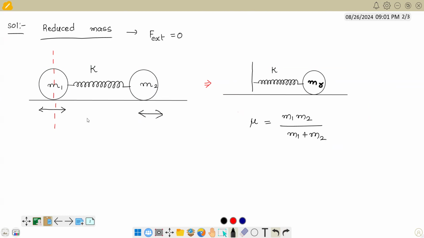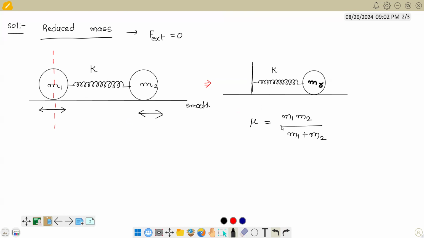So again, I will repeat: when you have two bodies moving simultaneously and there is no external force acting on them, we assume the surface is very smooth, and they are connected by a spring. We can assume that this mass disappears and in place of this there is a fixed body, and we remove the other mass and in its place we assume a reduced mass. This concept is called the reduced mass system. How this system is equivalent to the original system, to explain that the video would be very lengthy. We will discuss that in some other video.